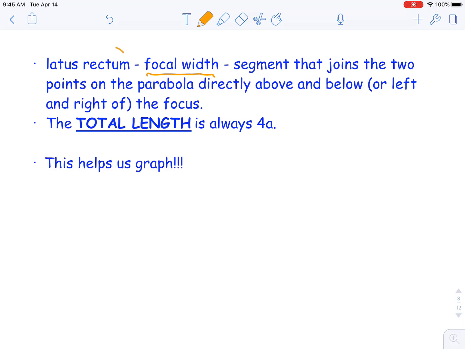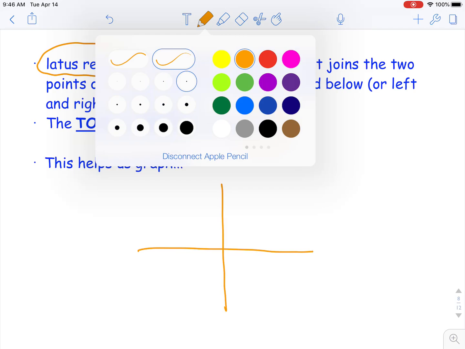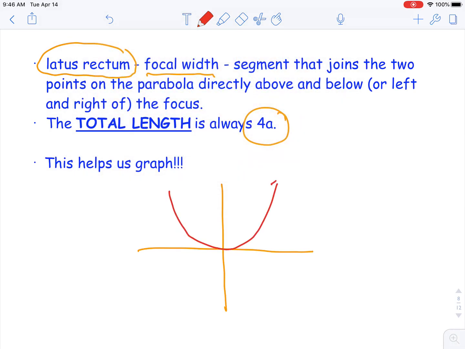Now, I will tell you the official name for this is the latus rectum. Yes, we said rectum, and that's why we generally use the word focal width, because it just sounds a little bit nicer. The focal width is just the segment that joins the 2 points on the parabola that are either directly above and below the focus or directly to the right and left of the focus. The total length of this focal width is always 4a, and that's that value in the equation. Okay, so for example, if I'm graphing any parabola here, and let's say we drew in this parabola, and my focus was right here.